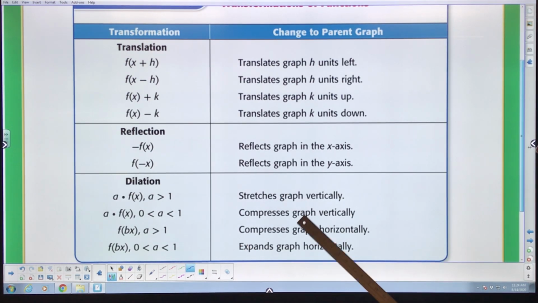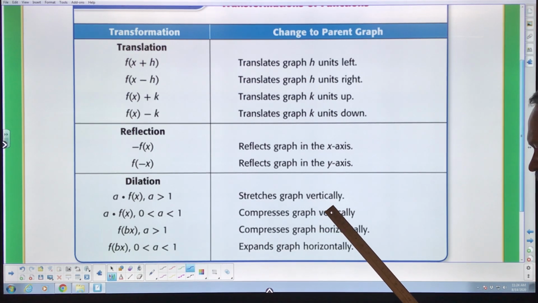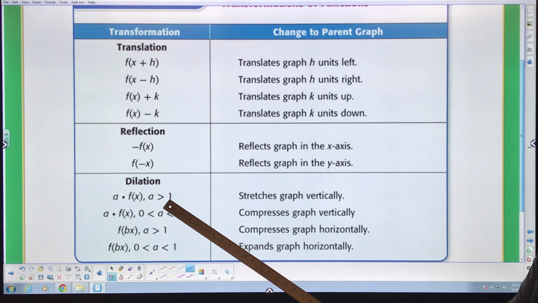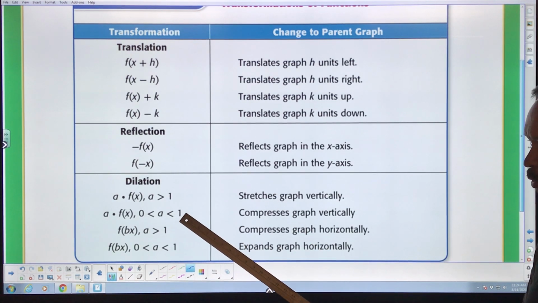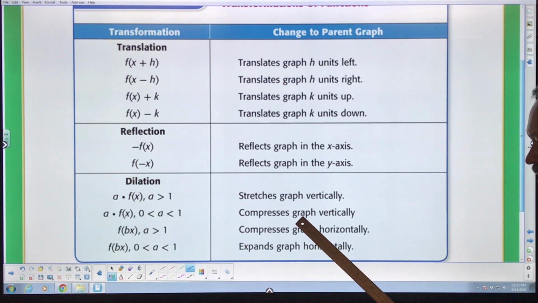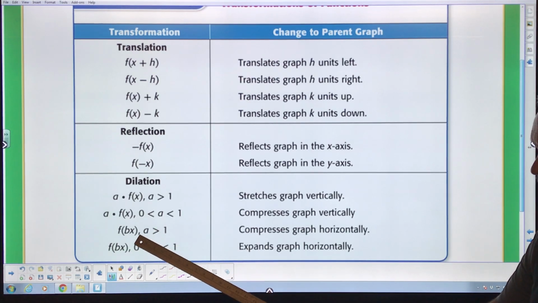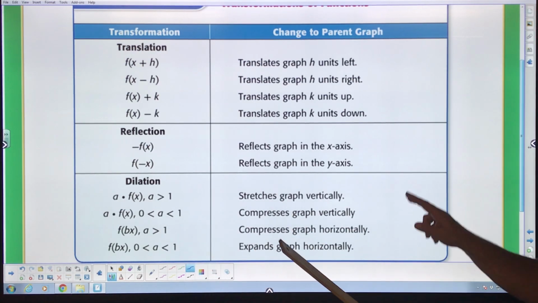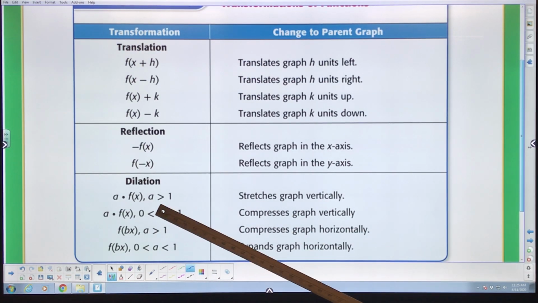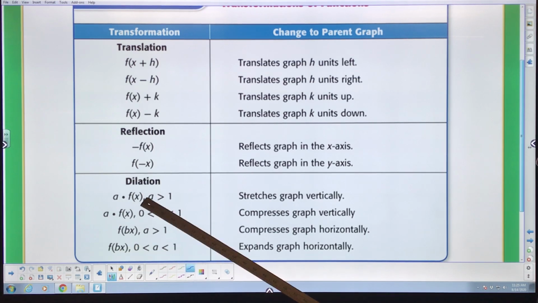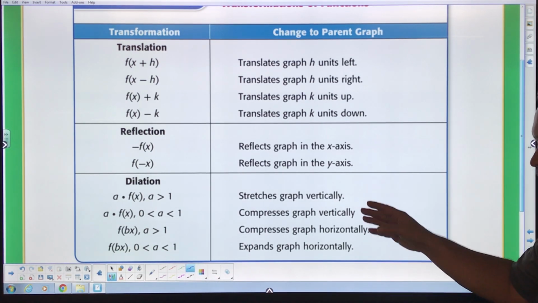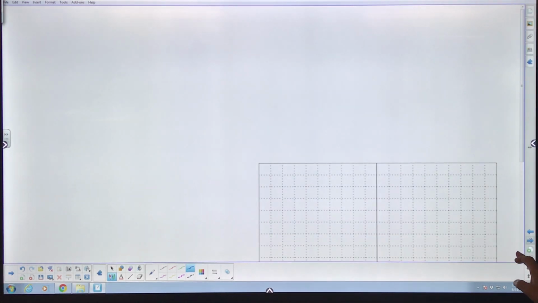And then these can stretch it vertically or compress it vertically. We already know if it's bigger than 1, it stretches it. If it's between 0 and 1, we said a couple times already, it compresses it. And then we've got this, which is inside the function instead of outside the function. And that's the one we saw where we had the absolute value of 2x. That's more like this one. And you can see that it gets compressed and expanded horizontally as opposed to vertically. We'll see that, but it's not as big a deal.